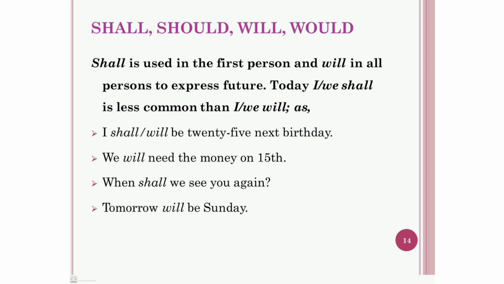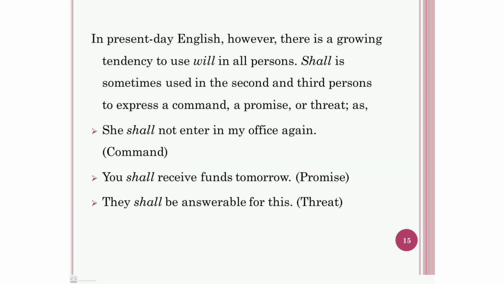Moving towards the other point, in present day English, however, there is a growing tendency to use will in all persons. Shall is sometimes used in the second and third person to express a command, a promise, or a threat. For instance, she shall not enter my office again. You shall receive funds tomorrow. They shall be answerable for this.